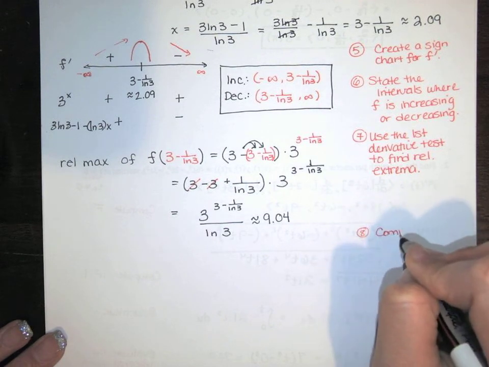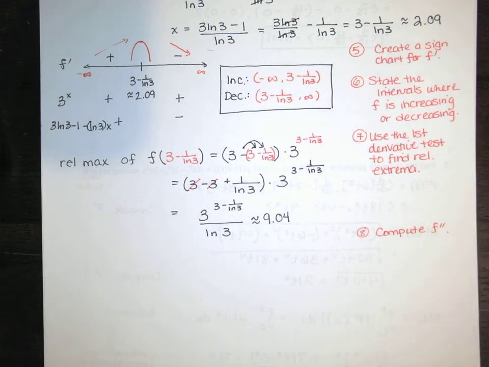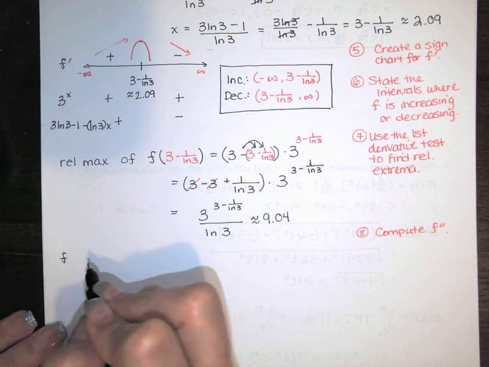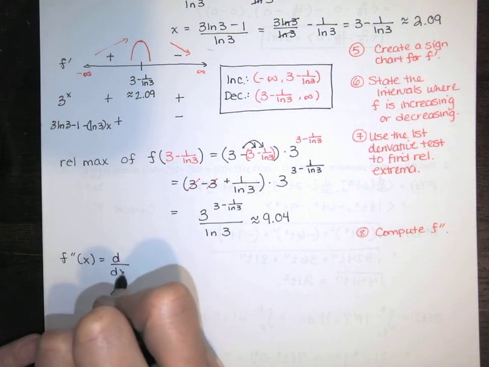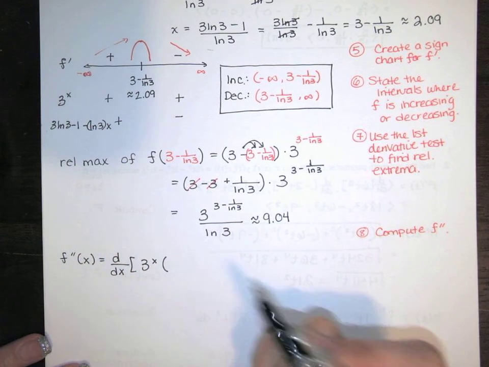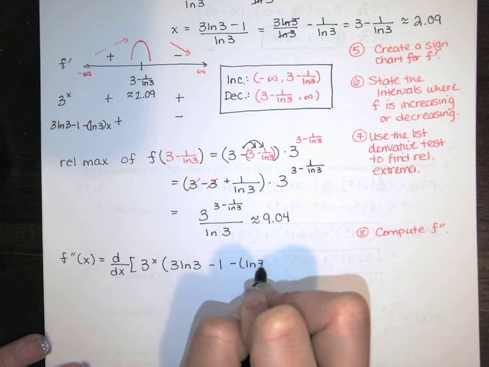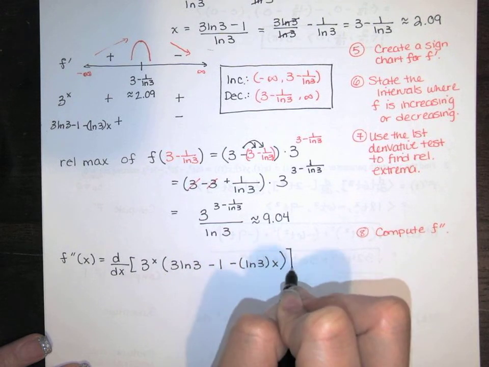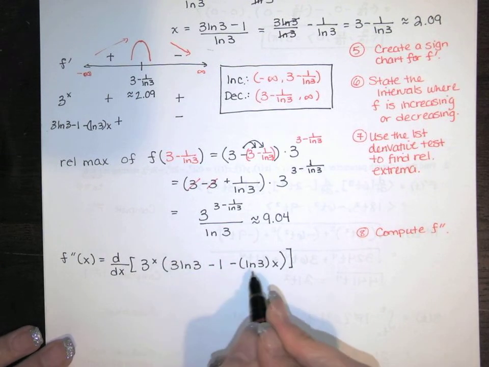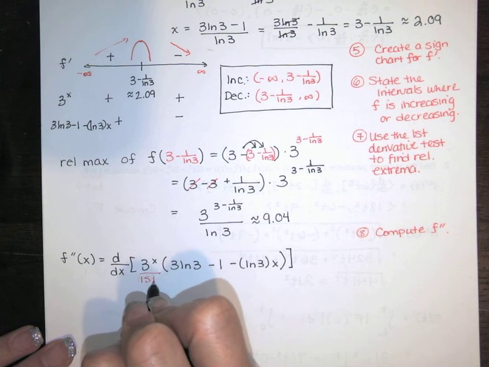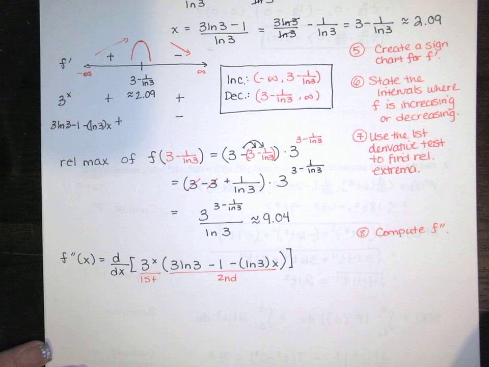So we'll compute the second derivative, and then we'll set it equal to 0 and solve for x to create a sign chart for f double prime. So f double prime is the derivative with respect to x of 3 to the x times this quantity, 3 natural log of 3 minus 1 minus the quantity natural log of 3 times x, close parentheses, close your brackets. Now this looks a mess, but that's just a constant. That's no big deal, and that's just a constant times x. So when I take the derivative of this, I'm just going to use the product rule. Here's my first function, and there's my second function.